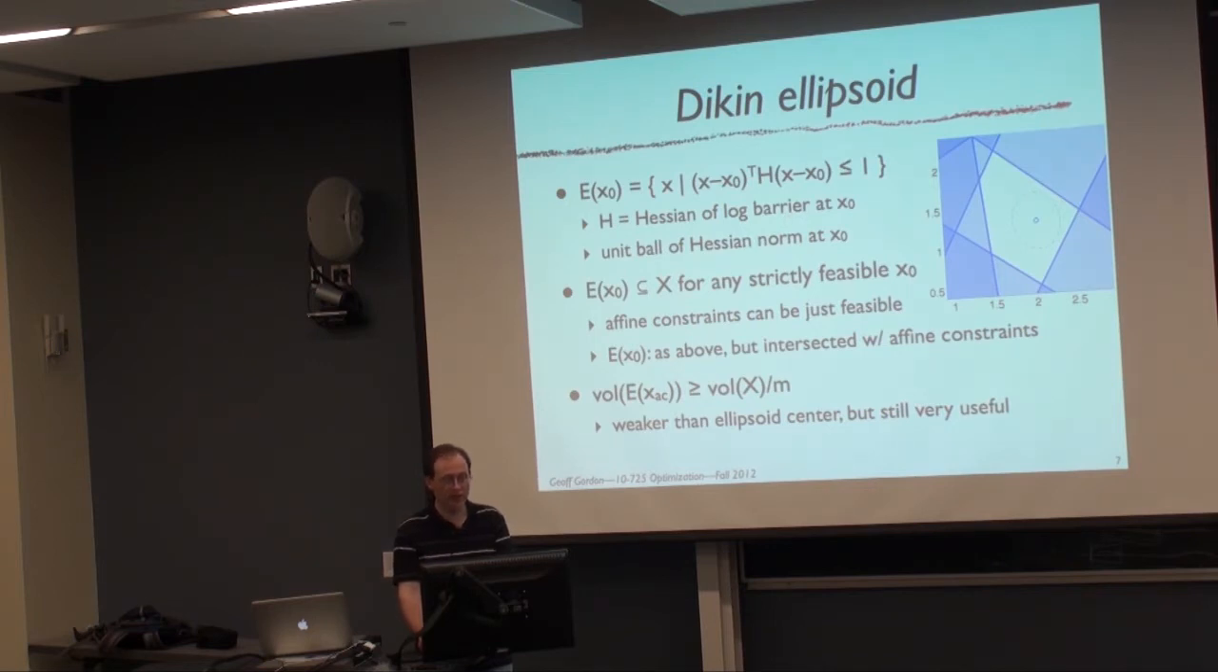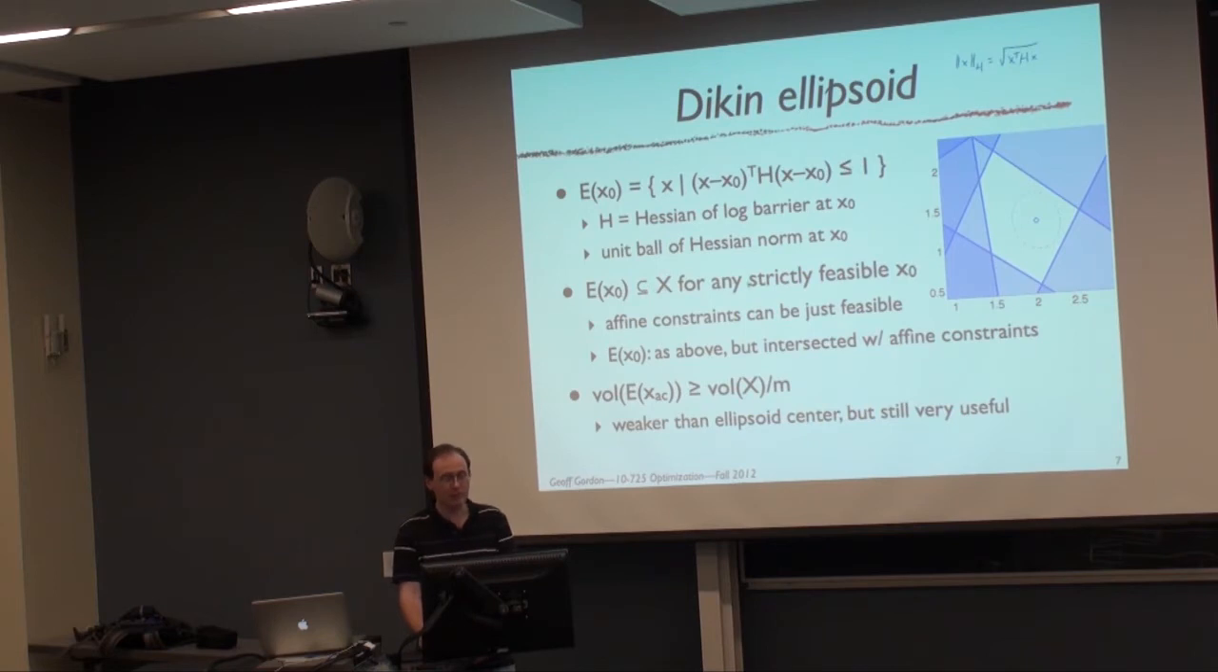Another way of saying this is that the Dikin ellipsoid is the unit ball of the Hessian norm at x0, where if you remember, the Hessian norm of x was defined to be the square root of x transpose Hx. I drew an example here, or rather I had MATLAB draw an example for me. And you can see that the Dikin ellipsoid at the analytic center does in fact contain a pretty good fraction of the feasible region here. There are 7 constraints here, and it looks like it contains more than 1/7 of the volume. But that's just a bound.